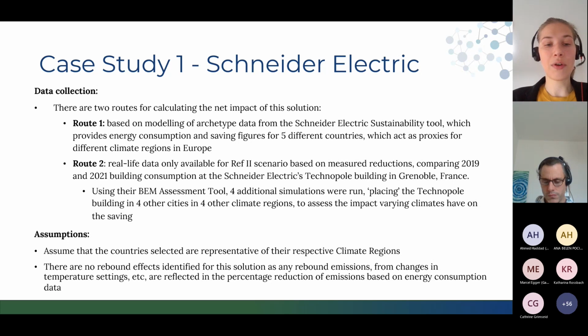In terms of the assumptions that we've made, first of all, in terms of the countries that were chosen, we had a limited number of scenarios that we had to deal with, and so we have made some assumptions when matching the countries where the simulations were done to the respective climate regions. And then the other assumption is that there are no direct rebound effects for this solution, as any rebound emissions from, say, the changes in the temperature settings are already reflected in the percentage reductions of the emissions based on the energy consumption data that has come out of the 2 different data collection routes.